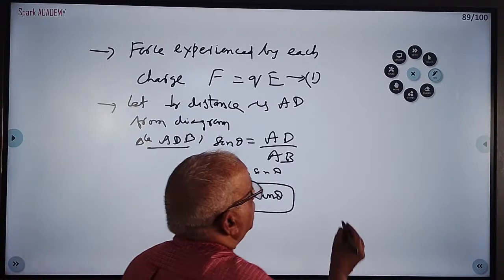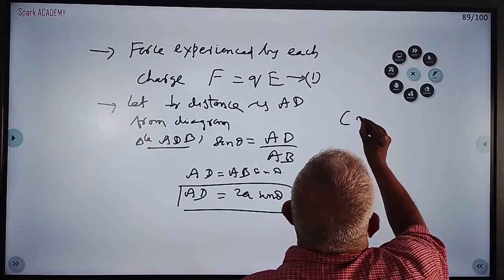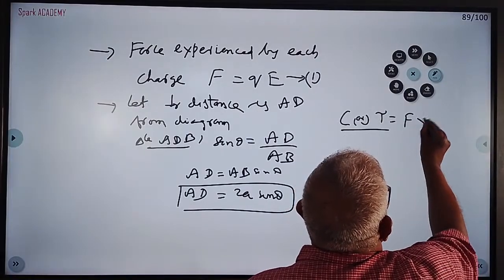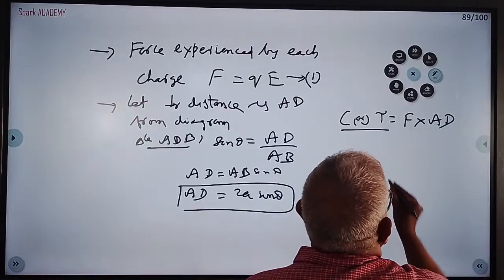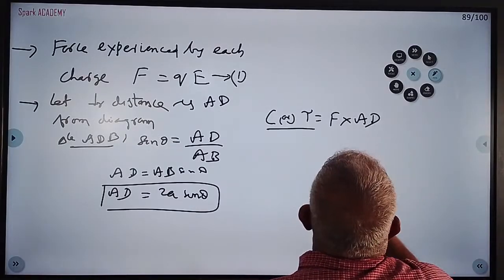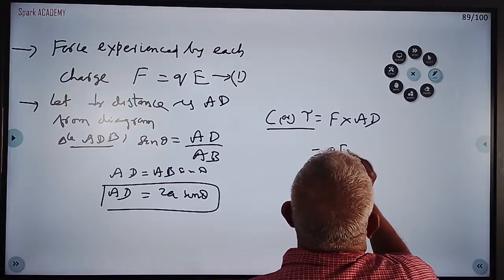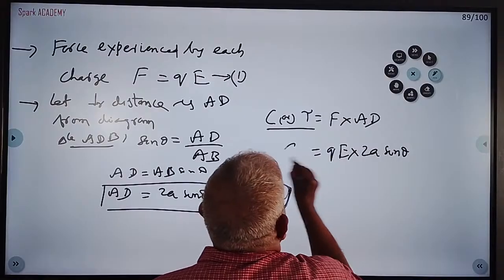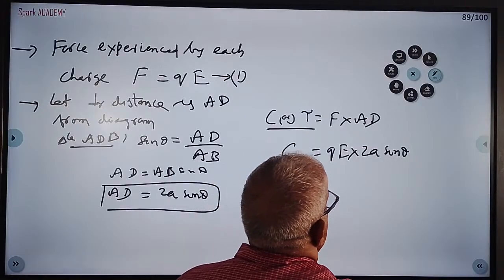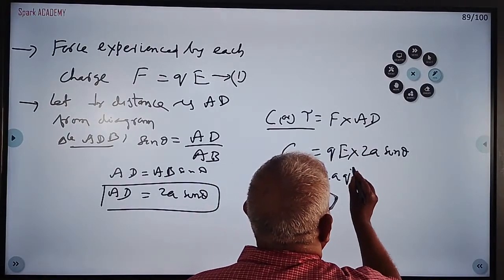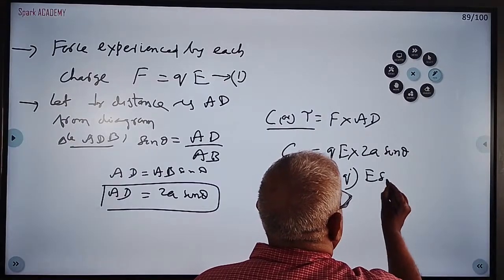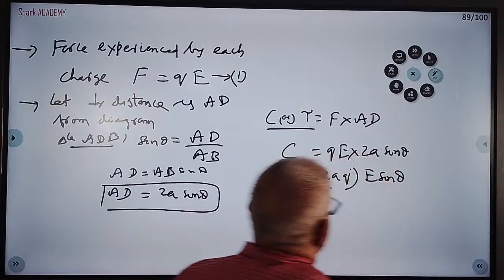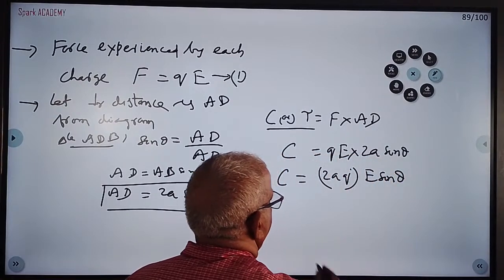So what is couple or torque? Couple or torque is force into perpendicular distance AD. Force is QE, and the perpendicular distance is 2a sin theta. This is the couple. So you can write it as 2aQ into E sin theta.